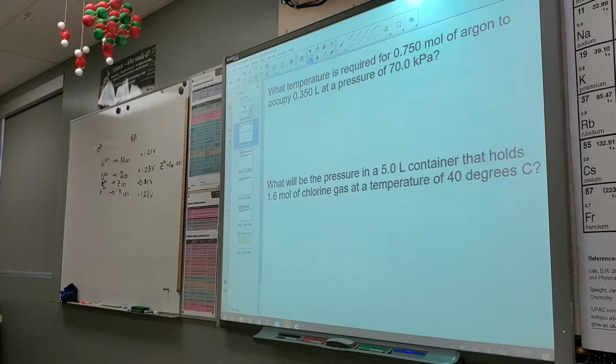So, okay. You have a gas, and you want to know what temperature it is. Look here. Is there anything related to temperature inside? Kelvin. All you have to do is cancel out moles, liters, and kilopascals. That's all you have to do.